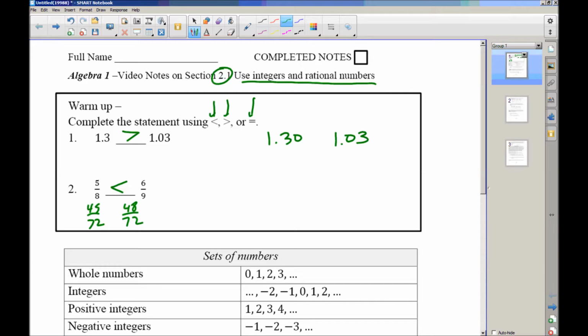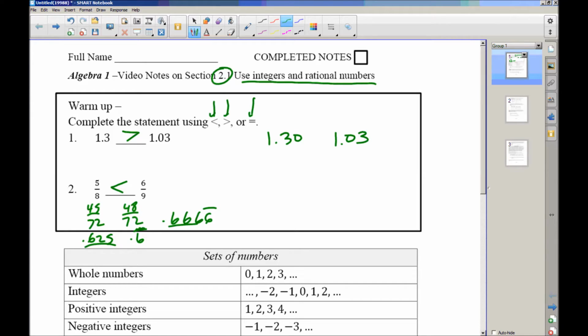You can also just turn them both into decimals. So 5/8 is 0.625, and 6/9 is 0.6 with a bar, so 0.666. So the 0.6 with a bar is definitely bigger than 0.625, because you could just say like this, 0.666, and then an extra 6 with a bar, and you can see that 666 is bigger than 625.